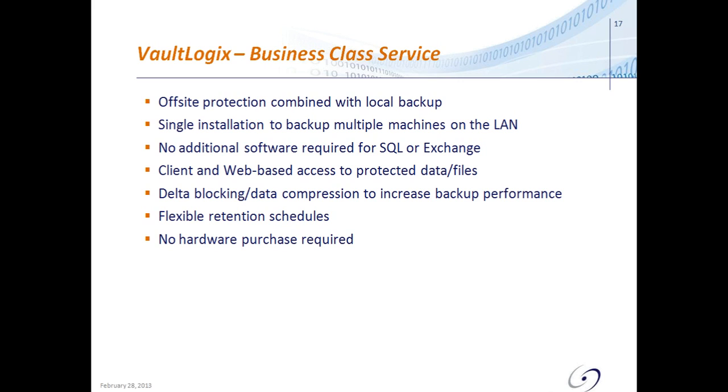We do delta blocking and data compression to increase the backup performance. So once we've backed up the data, we're trying to make sure that the subsequent backups after that are a lot faster, so we can intelligently look at the data, see what's changed, break it down to small sizes, and then compress that and get that offsite so it speeds up the backups.